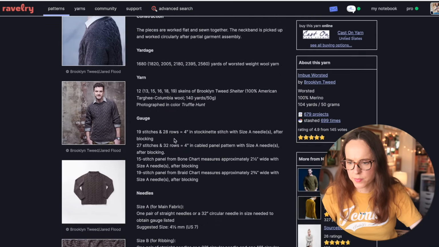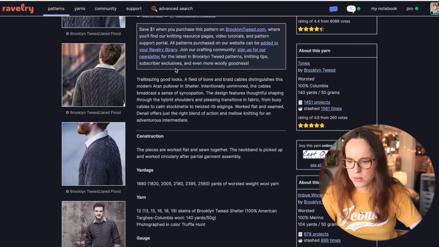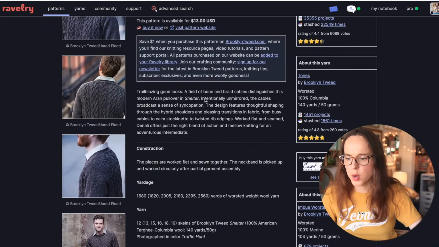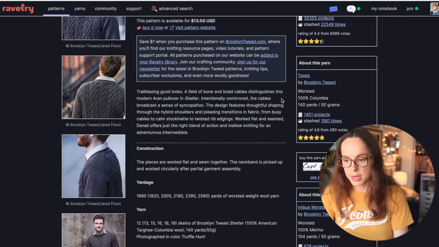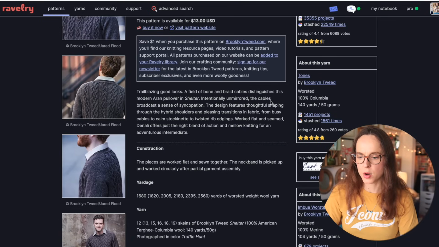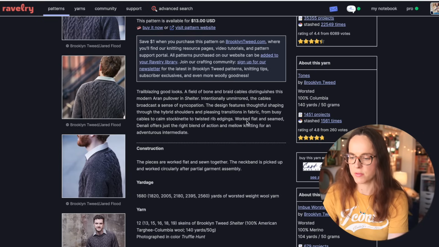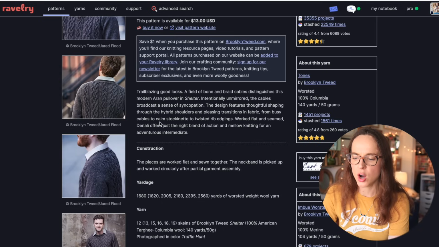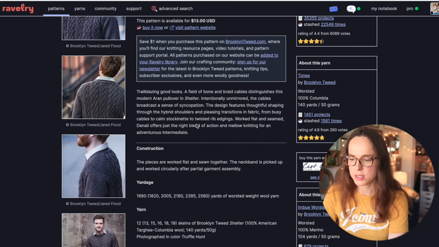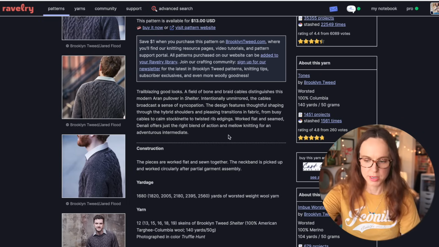It says, trailblazing good looks. A field of bone and braid cables distinguishes this modern Aran pullover in Shelter. Intentionally unmirrored, the cables broadcast a sense of syncopation. The design features thoughtful shaping through the hybrid shoulders and pleasing transitions in fabric. From busy cables to calm stockinette to twisted rib edgings, worked flat and seamed, Denali offers just the right blend of action and mellow knitting for an adventurous intermediate.